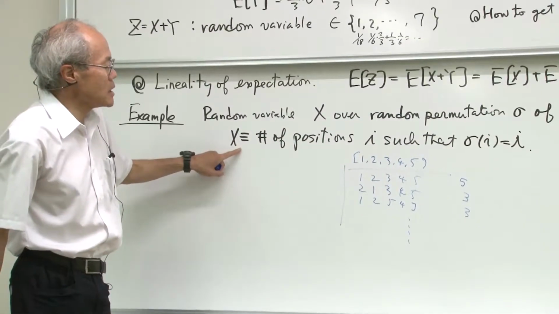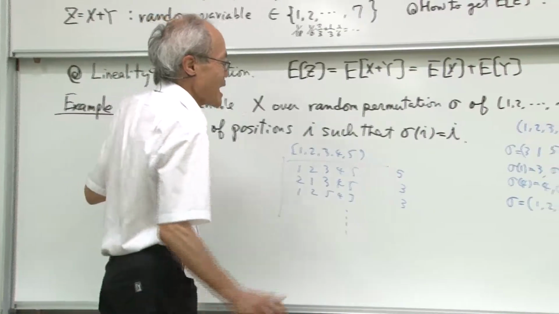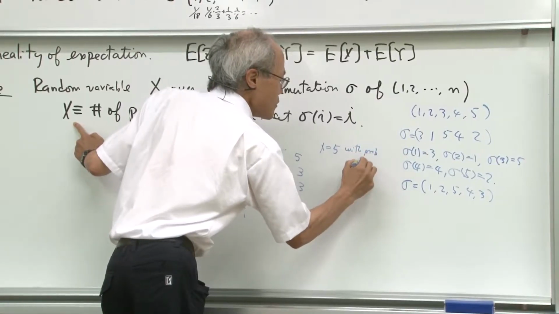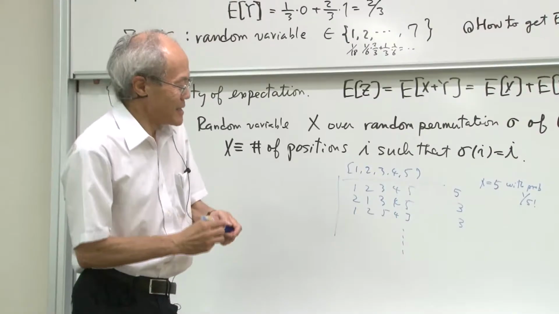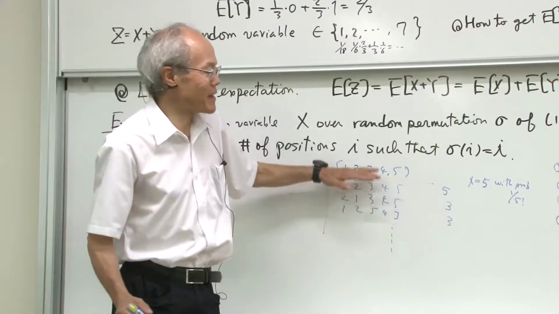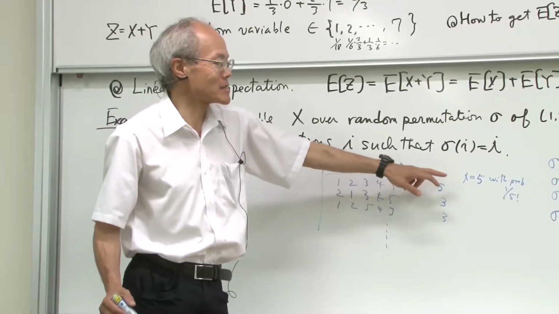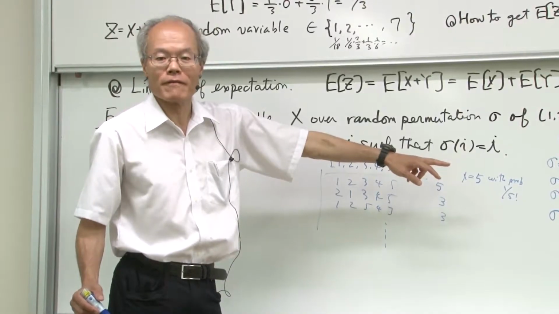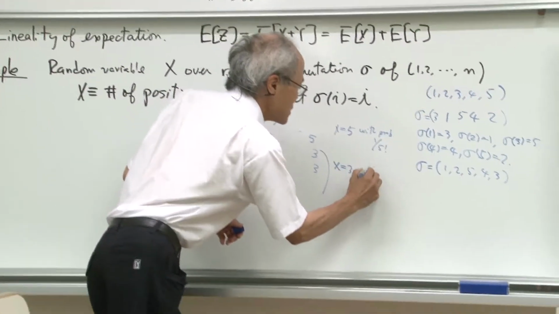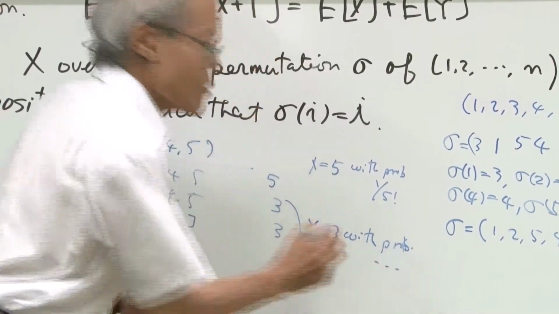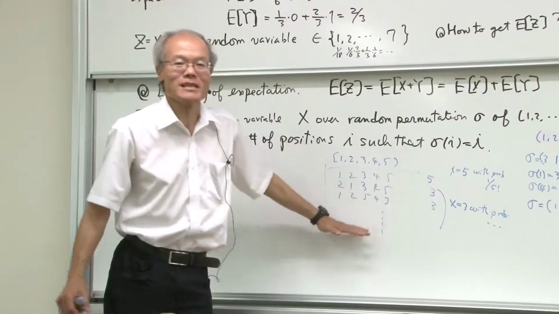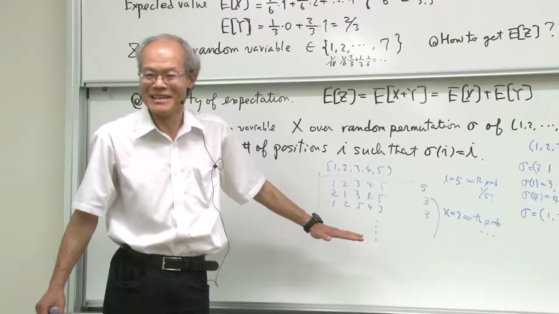Okay? Now x is equal to 5 with probability 1 over 5 factorial, because all the same is only this permutation. Okay? And we have 5 factorial permutations. That's why the random variable x takes value 5 with probability 1 over 5 factorial. Okay? X takes value 3 with probability, I don't know. Obviously, you can calculate all the probabilities by listing all the permutations. But you need a lot of work.